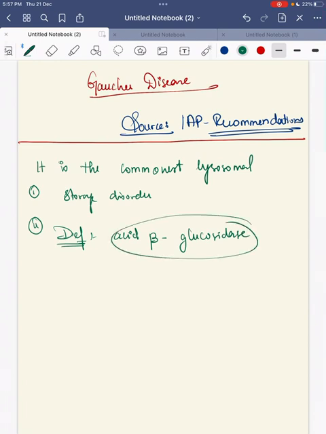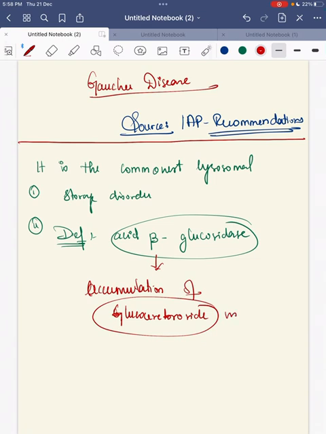So due to this deficiency, there will be an accumulation of glucocerebroside in lysosomes. This leads to a multi-organ dysfunction. Okay. So this affects multiple organs. So this is the main cause of our Gaucher's disease.